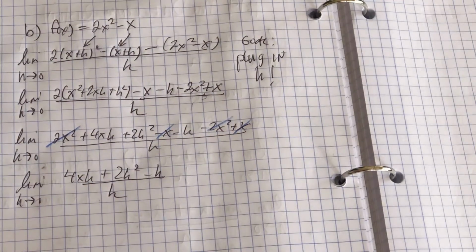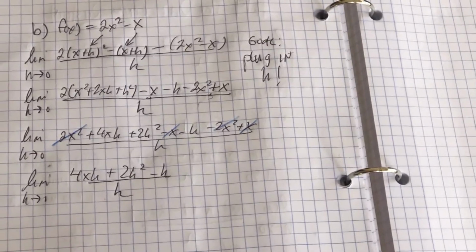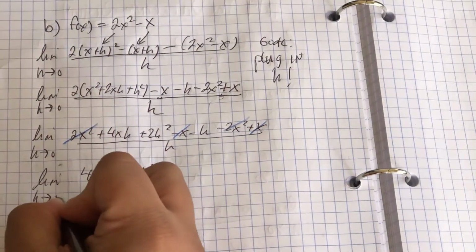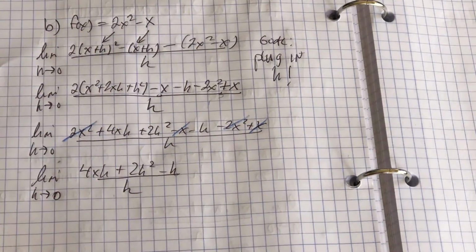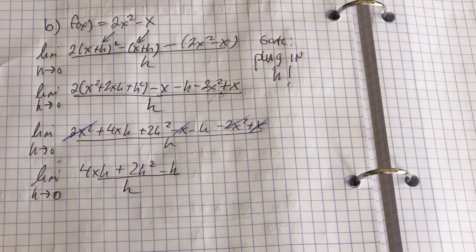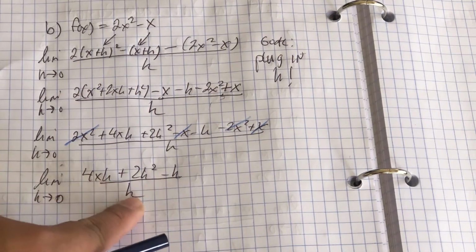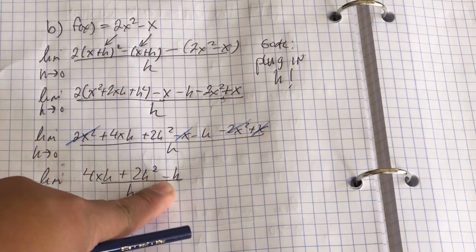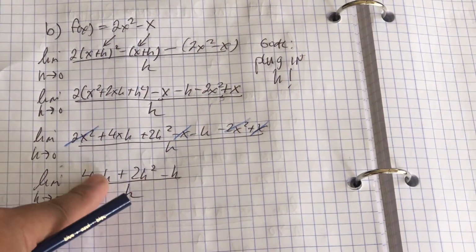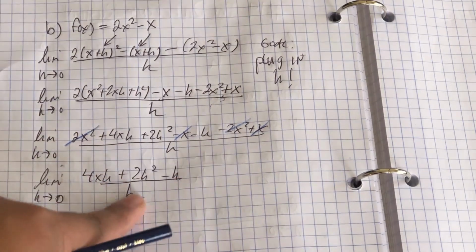Can we plug in h now? We cannot, because that h is still down there. However, I see it. Do you see it? An h can cancel here, here, and here. It's gotta go in all three of them for this h to cancel at all.